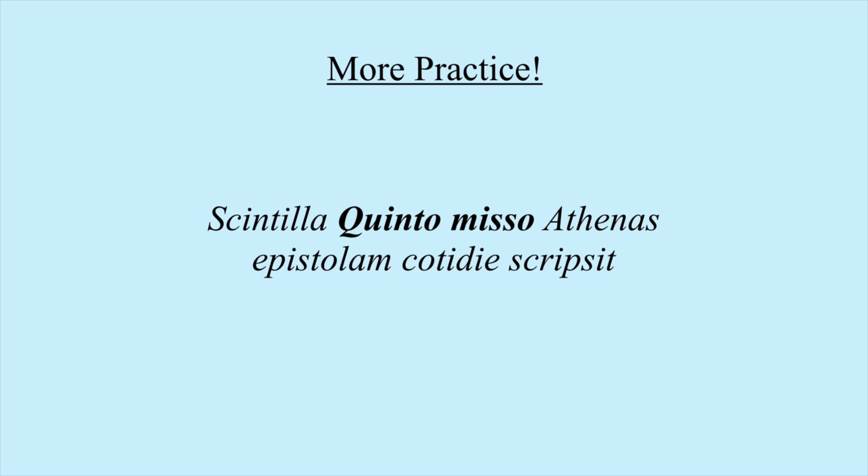One more sentence. Scintilla quinto misso Athenas, epistolam quotidie scripsit. So here we see that our perfect passive participle misso is agreeing with quinto, right? They're both dative, they're both masculine, and they are both singular. So what do we have here?